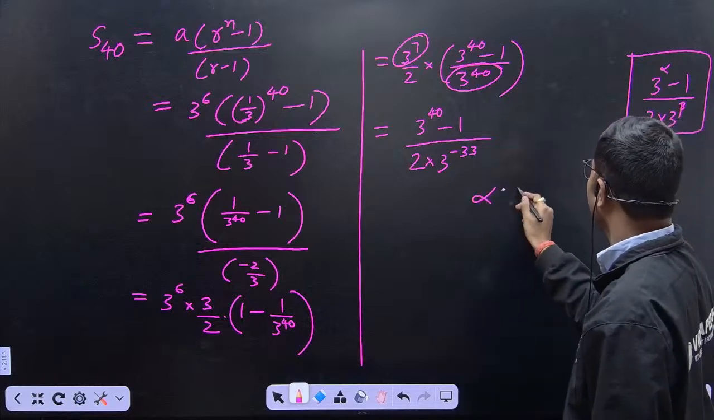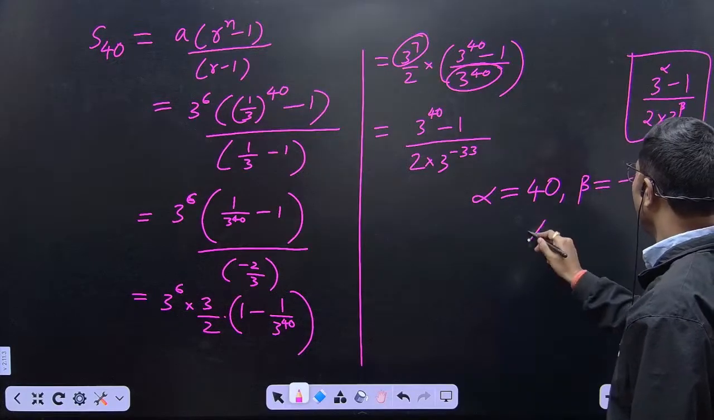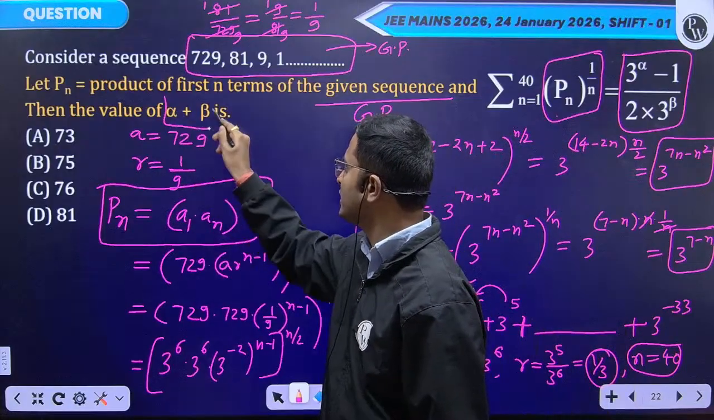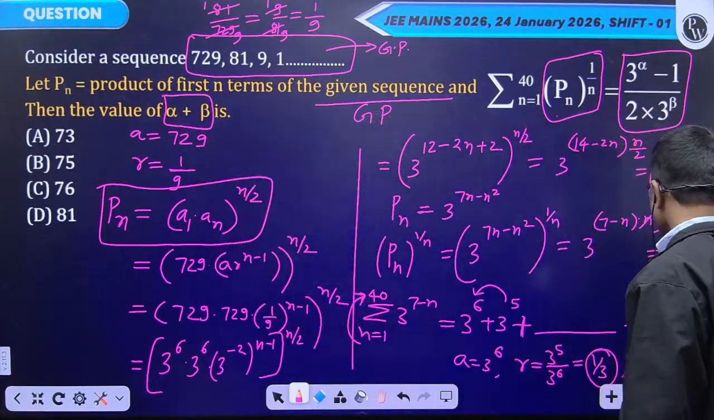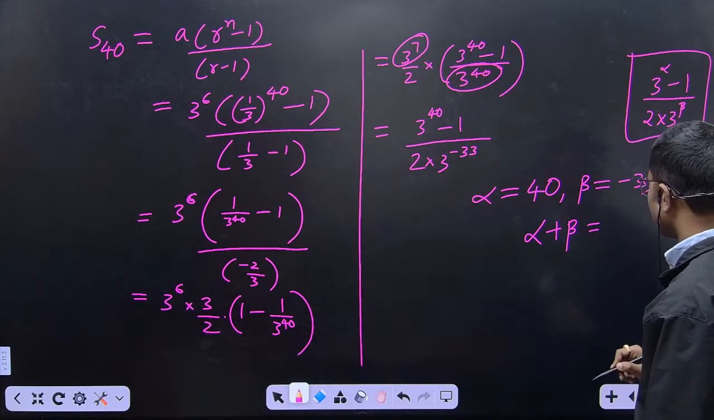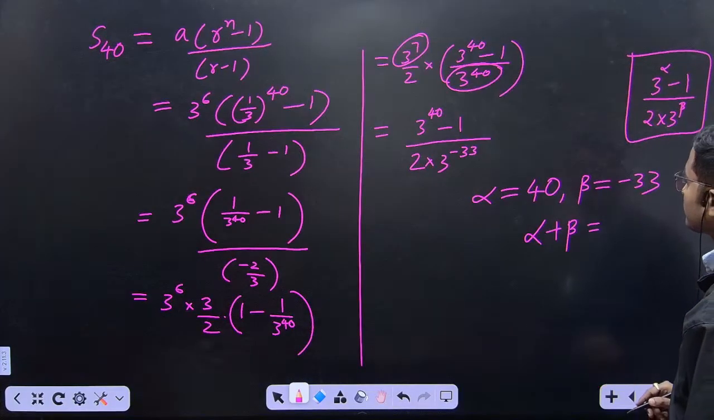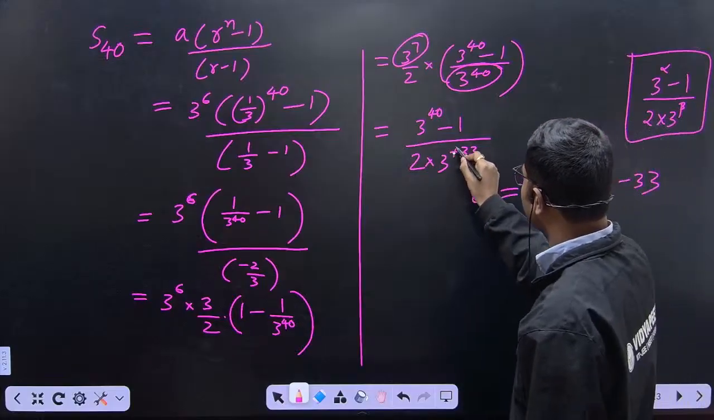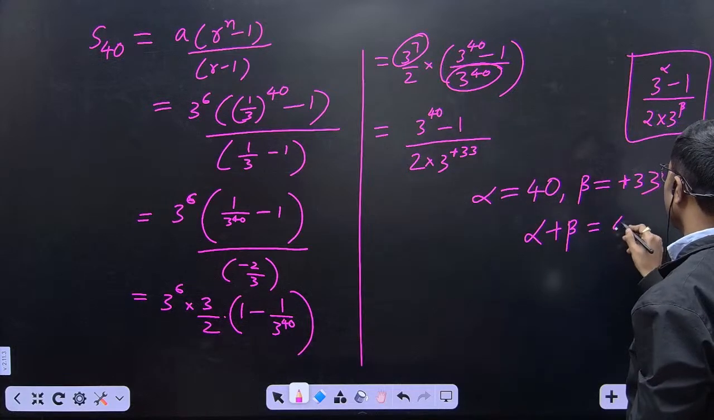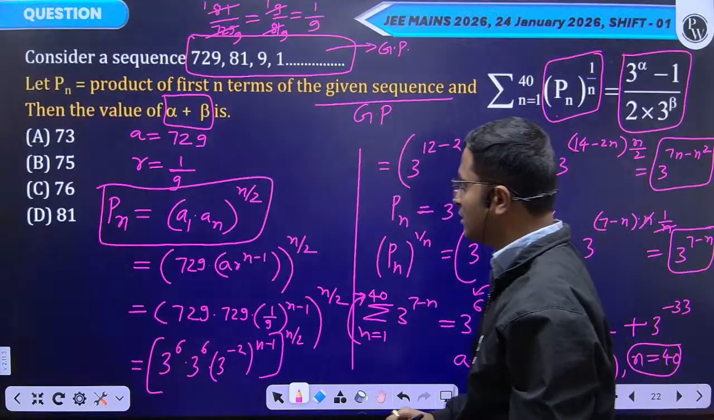So we can say alpha is 40 and beta is minus 33. He is asking alpha plus beta in the question, the sum of these two values. Sorry, here it is 3 power 33, so beta is plus 33, from 3 power 7 by 3 power 40. Alpha plus beta is 40 plus 33, that is 73, that is our first option.